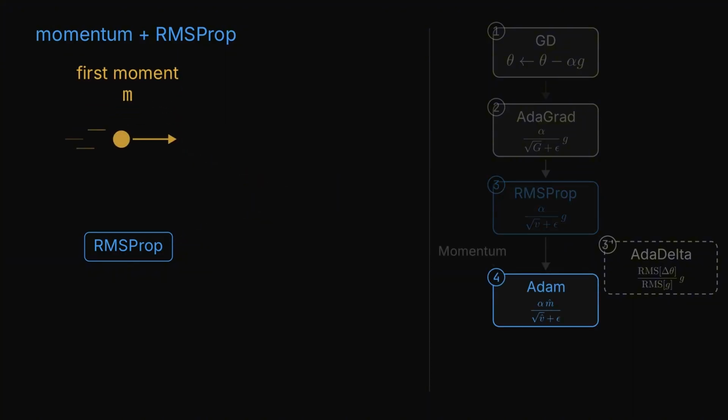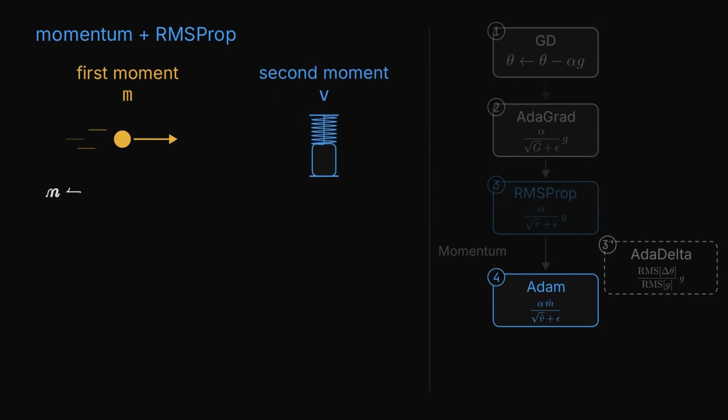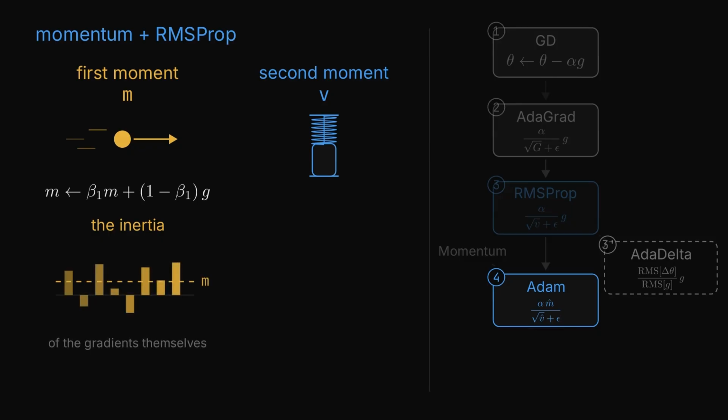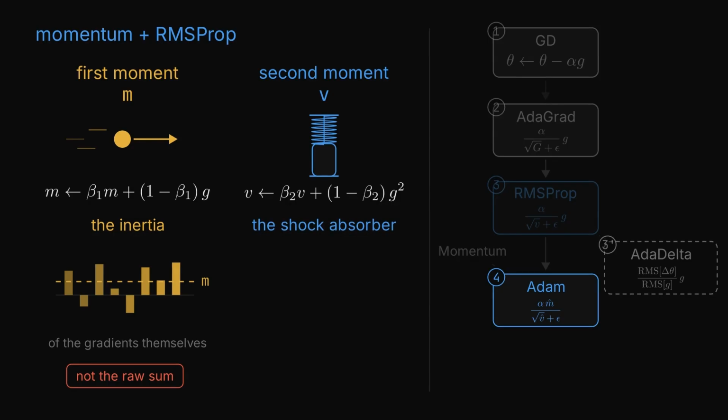It adds a first moment, inertia, alongside the second moment, the shock absorber. M becomes beta 1 times M, plus 1 minus beta 1 times g, that's the inertia. But note it's a running average of gradients, not the raw sum classical momentum kept. And v becomes beta 2 times v plus 1 minus beta 2 times g squared. That's the shock absorber, like RMSProp. So Adam has both the ball's inertia and a self-tuning stride for each direction.